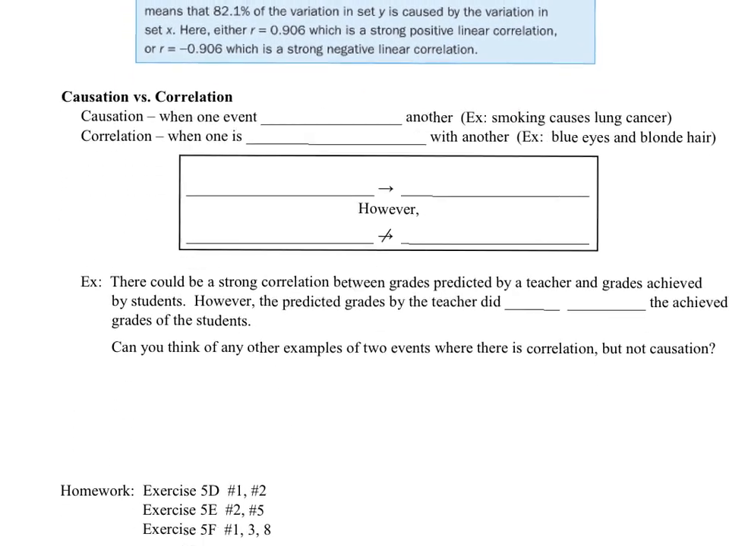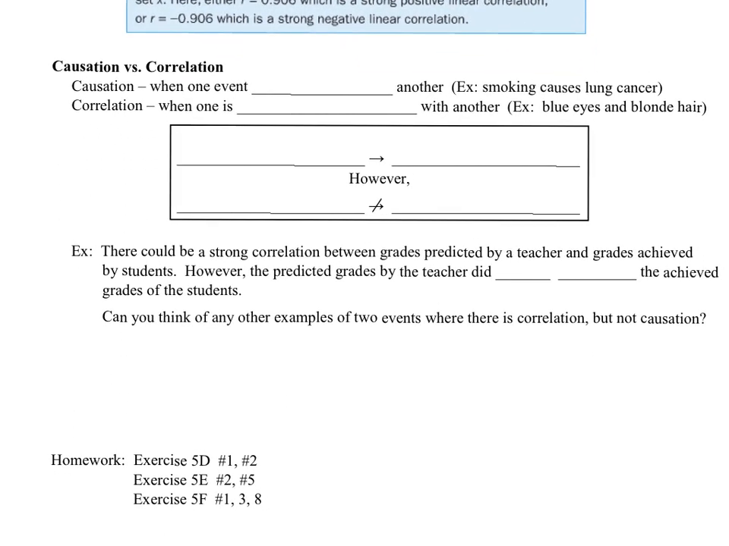Okay, the last thing I want to talk about, and this is really important, is causation versus correlation. There are a lot of people that get this mixed up, and there's a lot of misinformation out there in the world because people want to say that these two things are the same, and they definitely are not. Causation is when one event directly causes another event. A good example might be that smoking causes lung cancer. There's a direct causal relationship there.